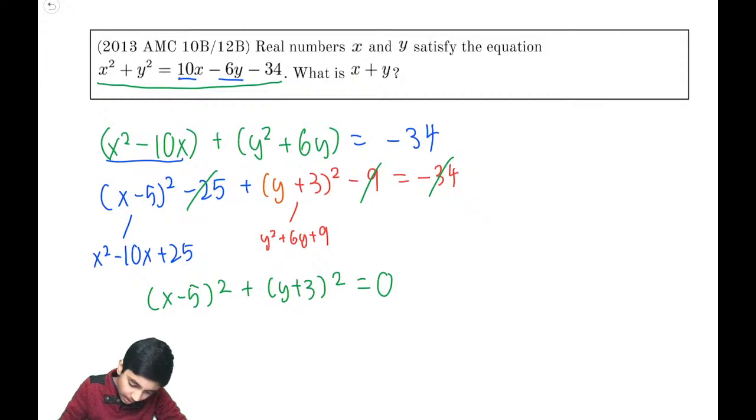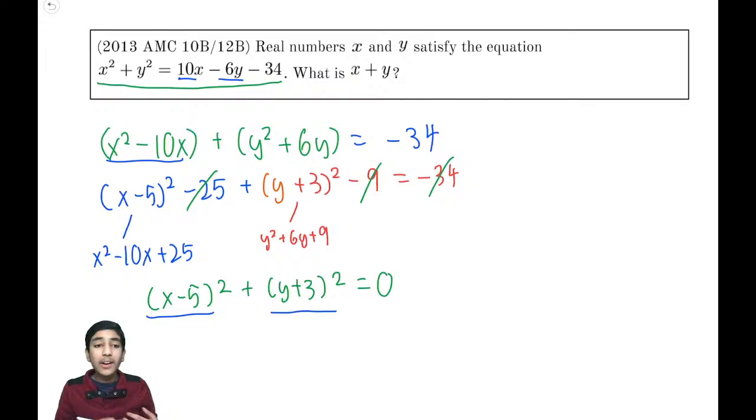And this will only be true when x is equal to 5. And in order for this to be true, we must have both of these terms be 0. Because if you think about it, both of these terms will be 0 or more. So the only way for two of them to actually sum to 0 is that they both have to be equal to 0. Let's just say these are both 0.